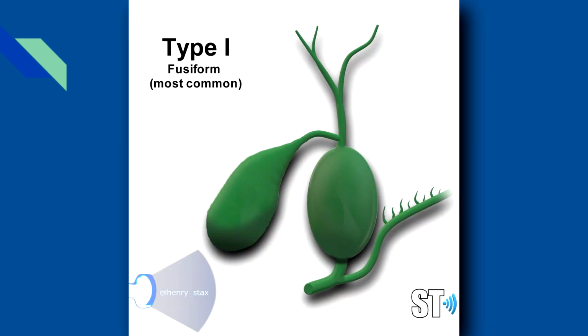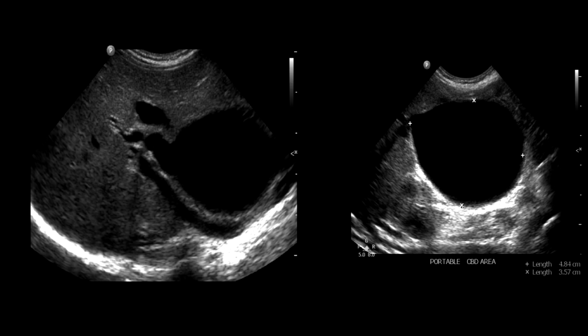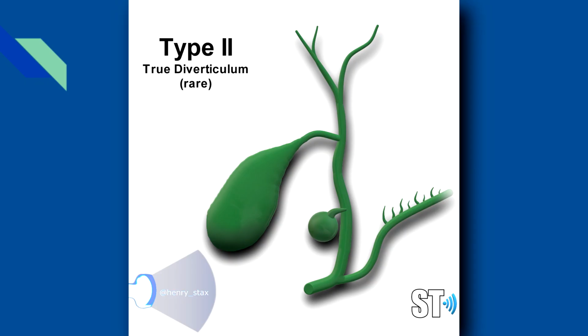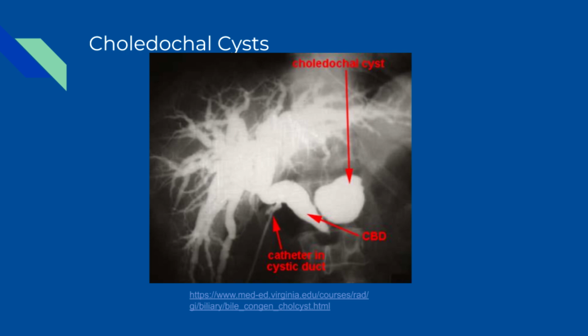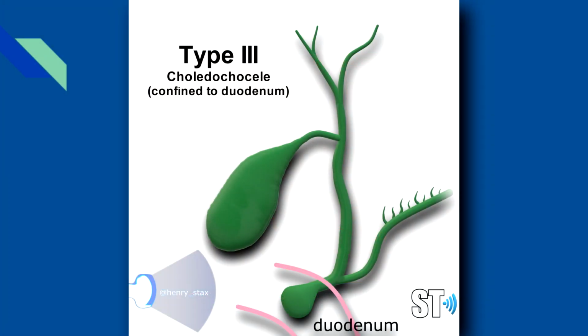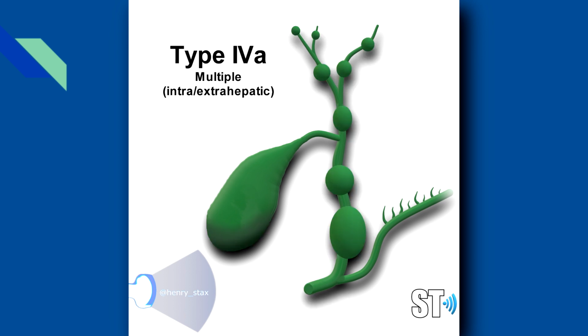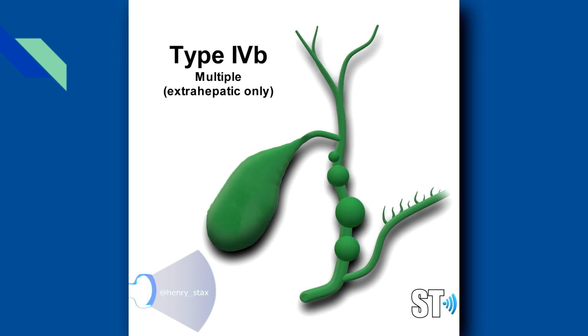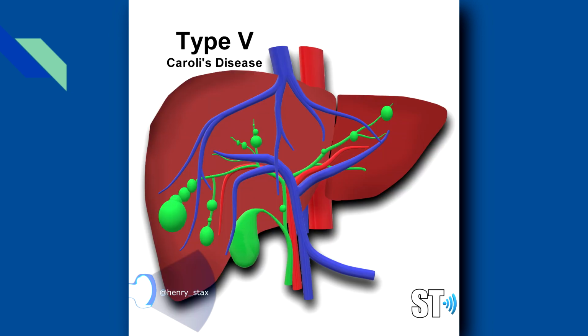Type 1, which is a fusiform dilatation of the common bile duct, is the most common form. Type 2 is a true diverticulum of the bile duct, and it is rare. Type 3, choledochocele, is confined to the intraduodenal portion of the common bile duct. Type 4, which is further subdivided into 4A and 4B, are multiple cysts in the intrahepatic and extrahepatic ducts. That's 4A. And 4B is extrahepatic only. Type 5 is Caroli's disease.